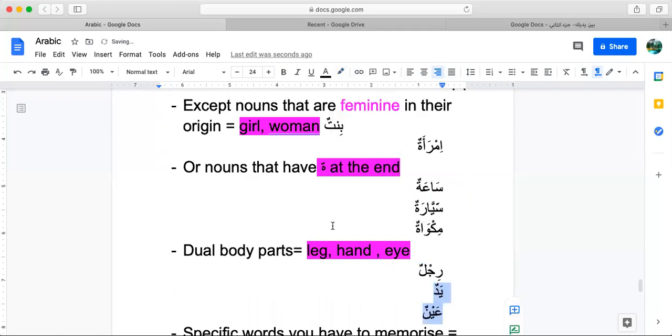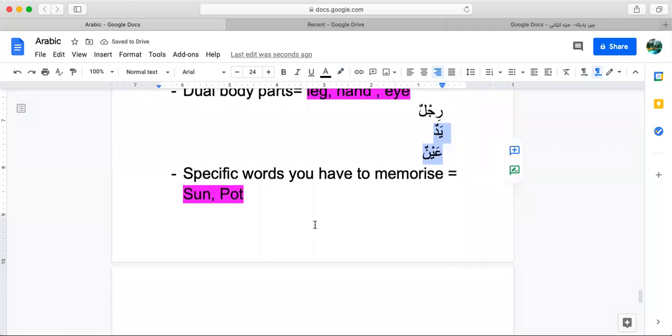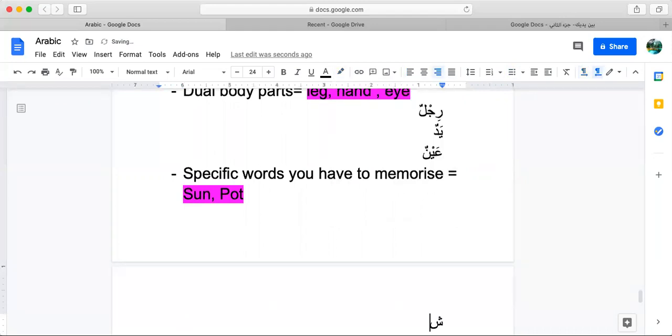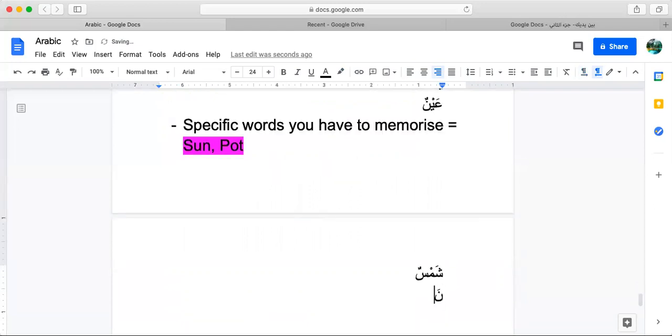And the last one, they mention specific words you have to memorize. Like sun, the sun is feminine. So what is the sun? Shamsun. Shamsun is feminine. You have to memorize these. Like fire, narun is feminine. The earth is feminine. Ardun. And then, sorry, we got pot, qidrun. Qidrun is feminine. So with that, alhamdulillah, we finished that and I hope that's understood.